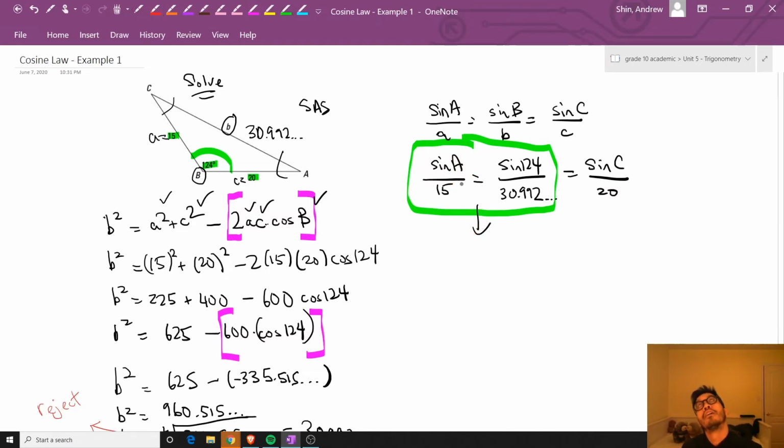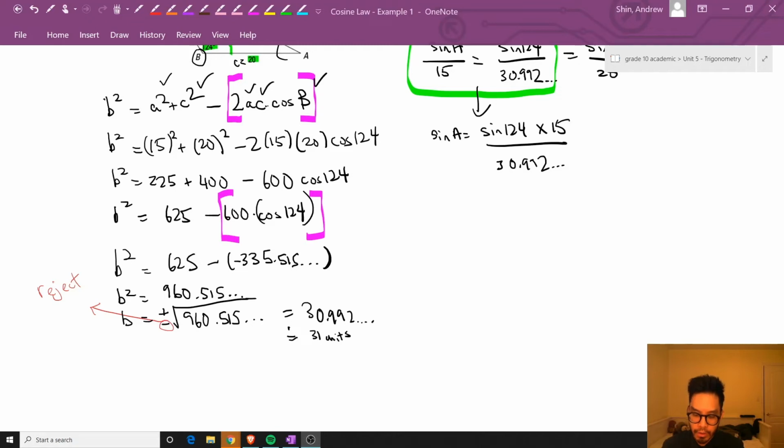In order to isolate for angle A, what's the opposite of dividing by 15? That's multiplying by 15. So that's going to be sine 124 times 15 over 30.992 dot dot dot. So sine of 124 times 15 divided by 30.992, I kept all those decimal places, and what we have now is 0.4012 dot dot dot.